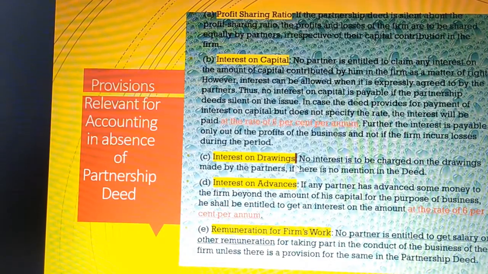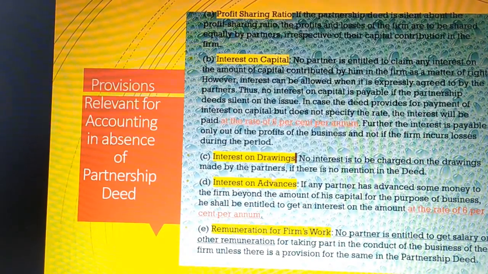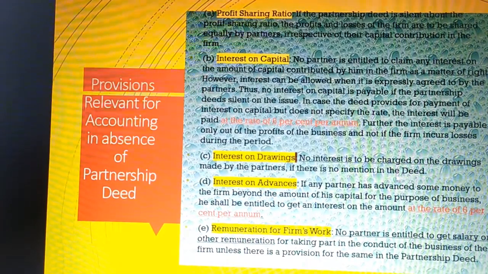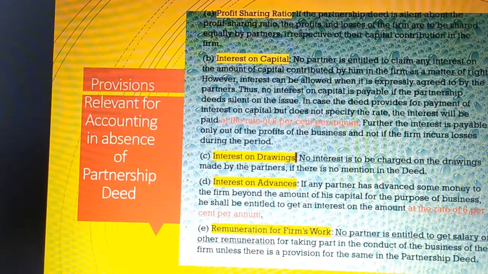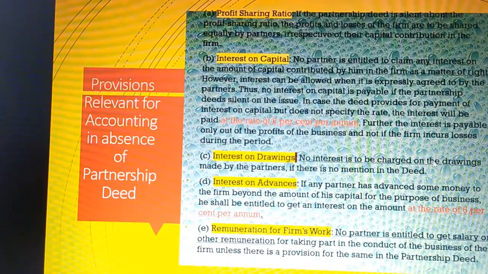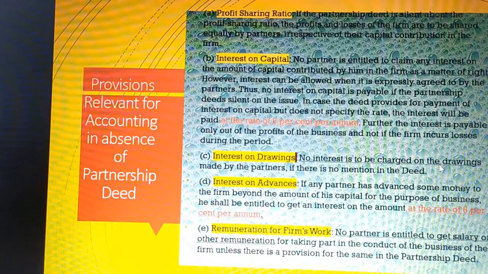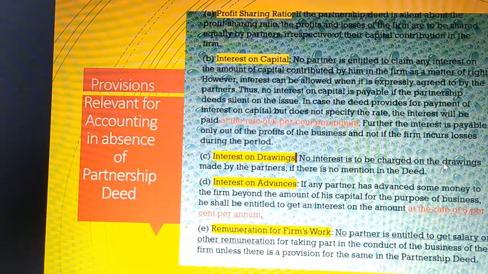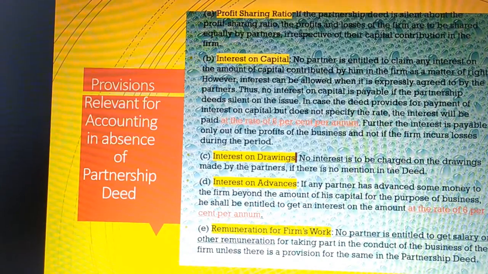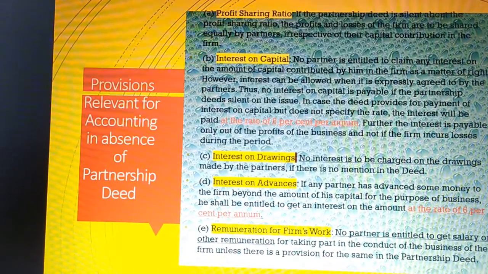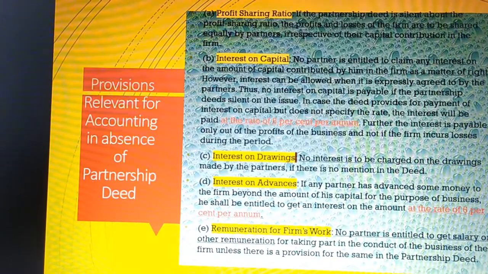Then interest on drawings. If there is no mention of interest on drawings in the partnership deed, or if there is no partnership deed at all, then there will be no interest charged on the drawings made by the partners. The drawings means a part of their capital which the partner withdraws for personal use. So on those drawings, no interest will be charged. Means the partners will not be debited for the interest on drawings.